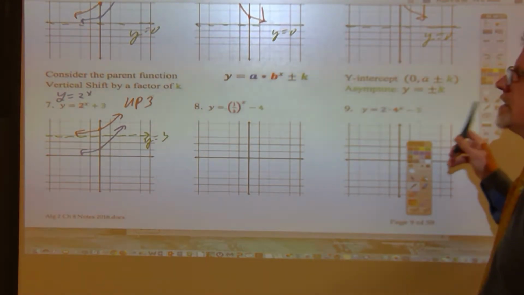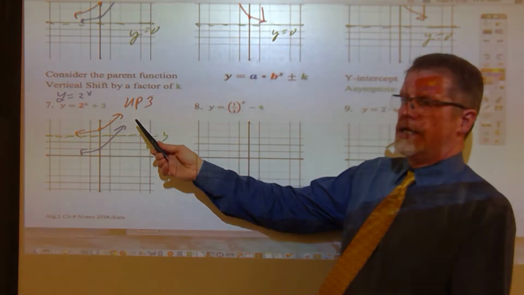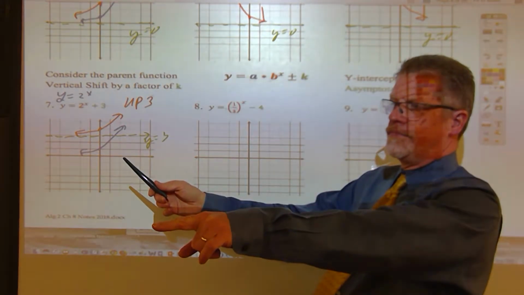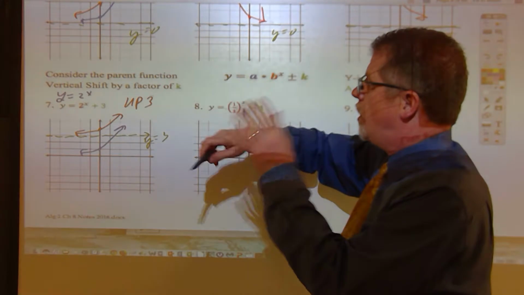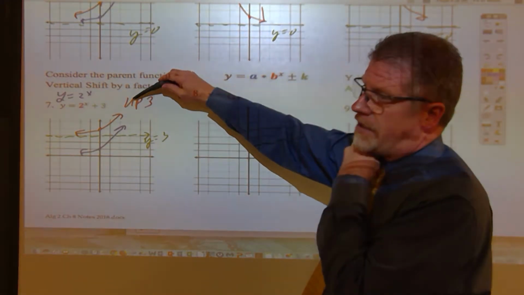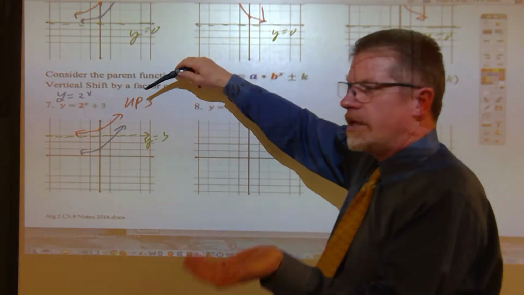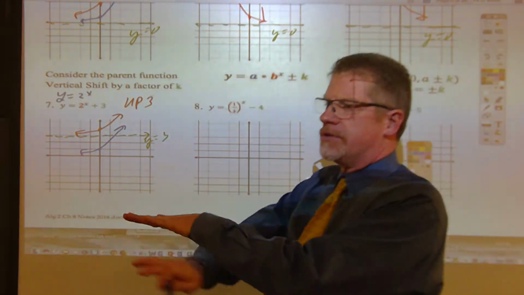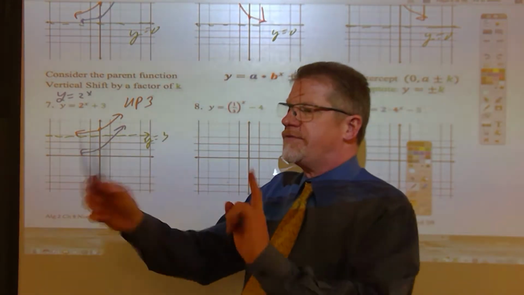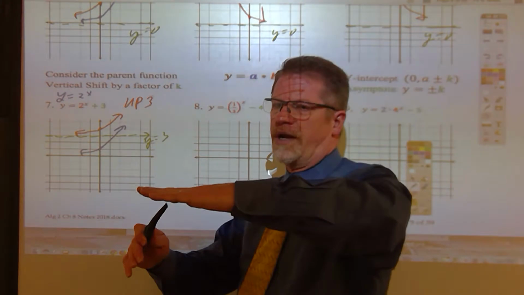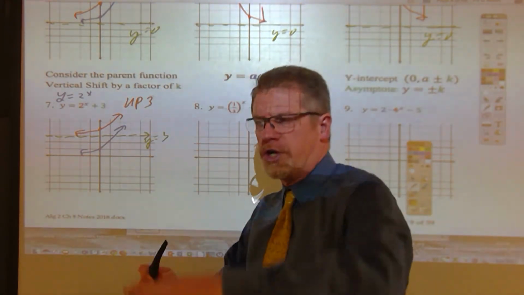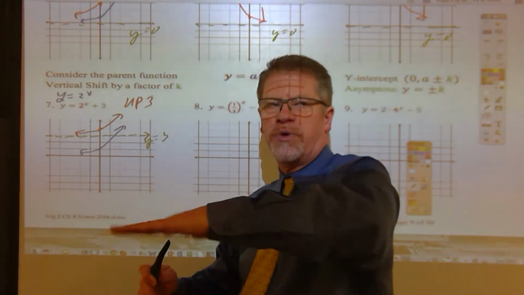Any questions on number 7? Yes. How do you know where to put the asymptote? The asymptote is always indicated by the up-down shift. So, if we're going down 4, the asymptote's at y equals -4. You ignore left-right shifts. Asymptotes of parent graphs are sensitive only to vertical shifting, not reflecting.